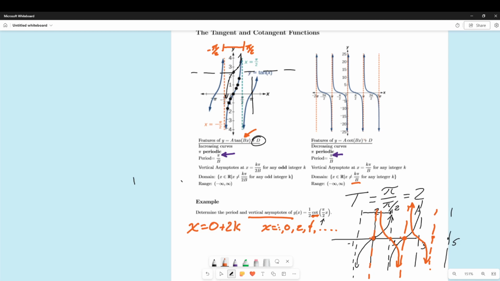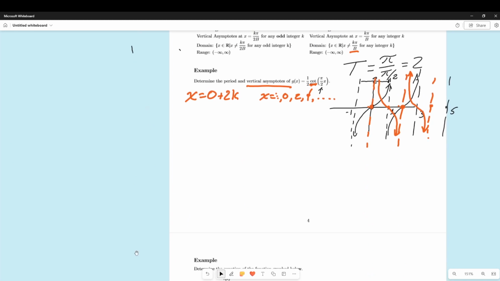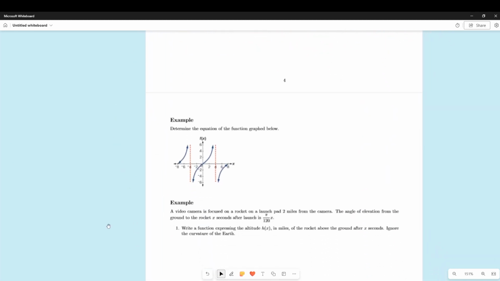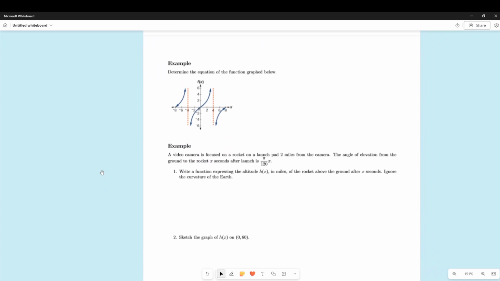So, again, really, once we know how to graph tangent, we know how to graph cotangent. And frankly, to be honest with you, you won't graph cotangent a lot. People don't use cotangent very often. They just use tangent. I mean, it does happen sometimes, but not terribly often.